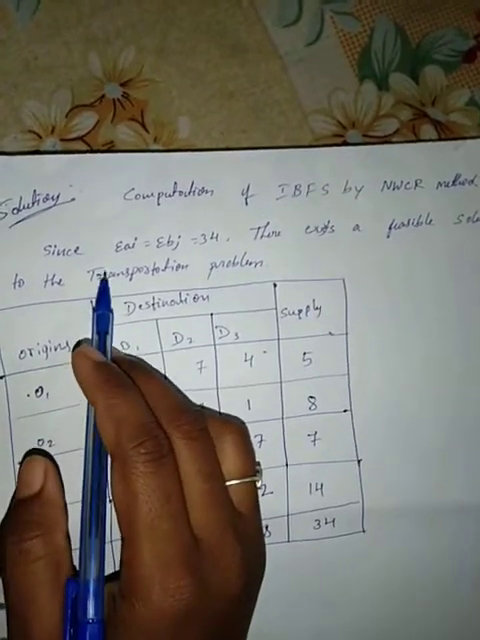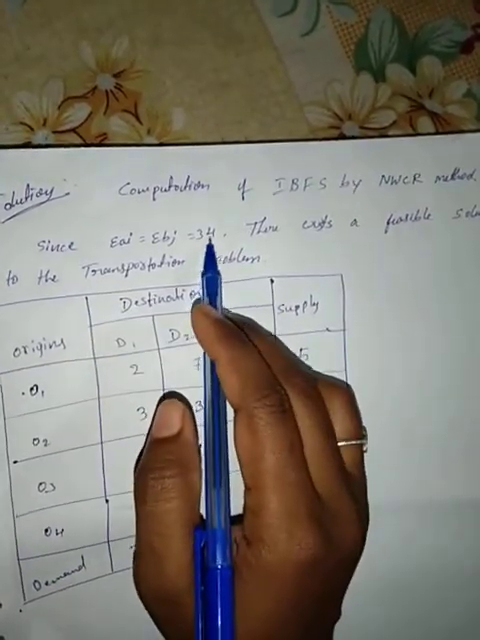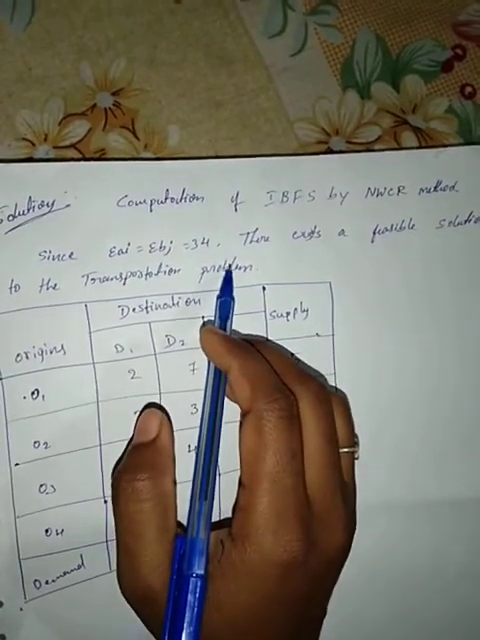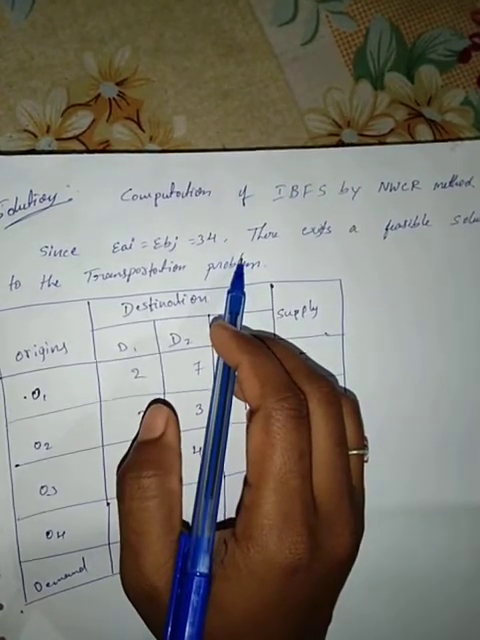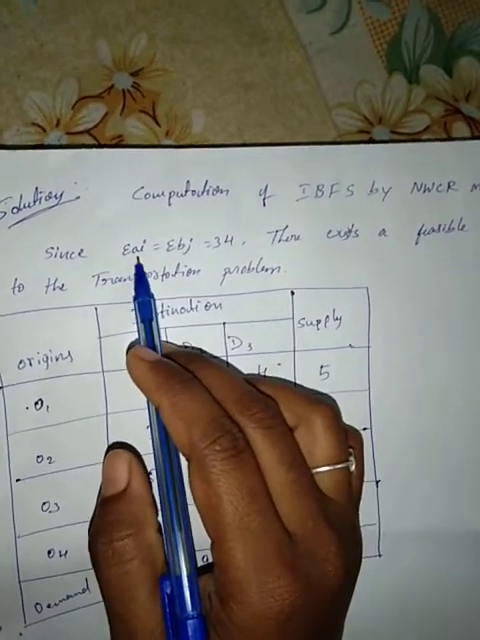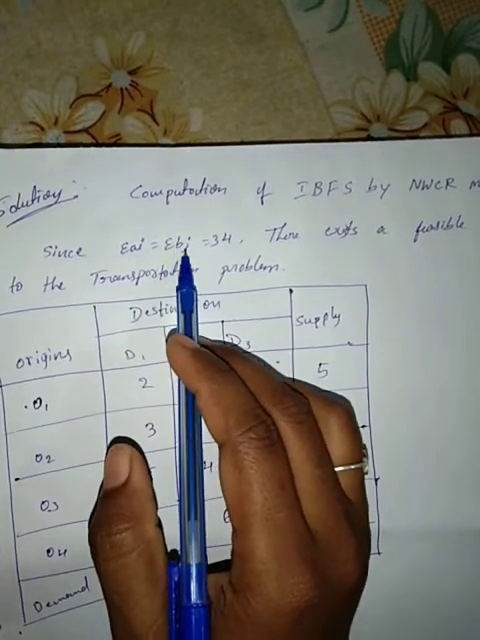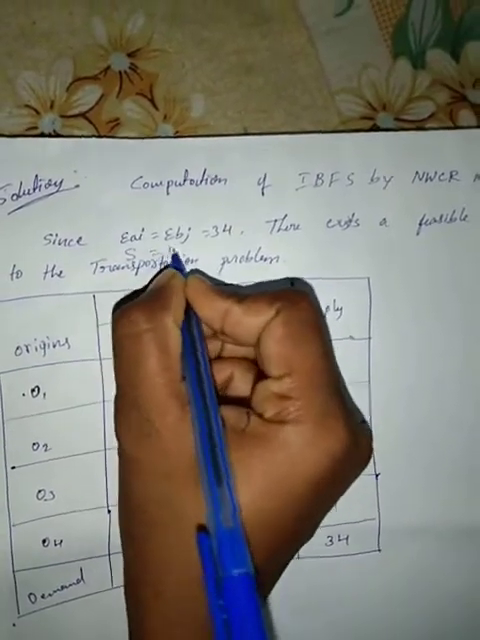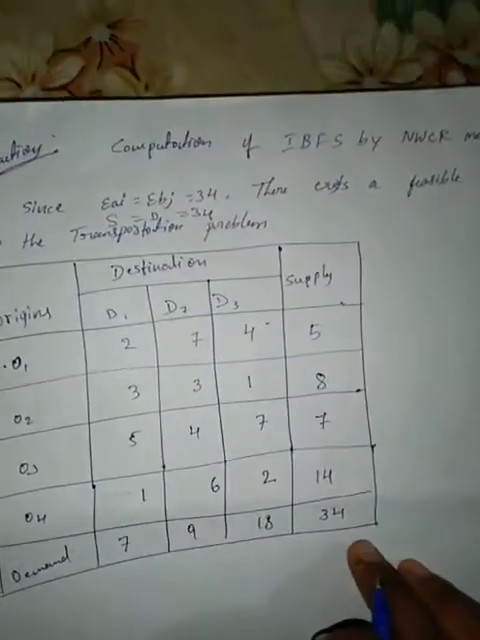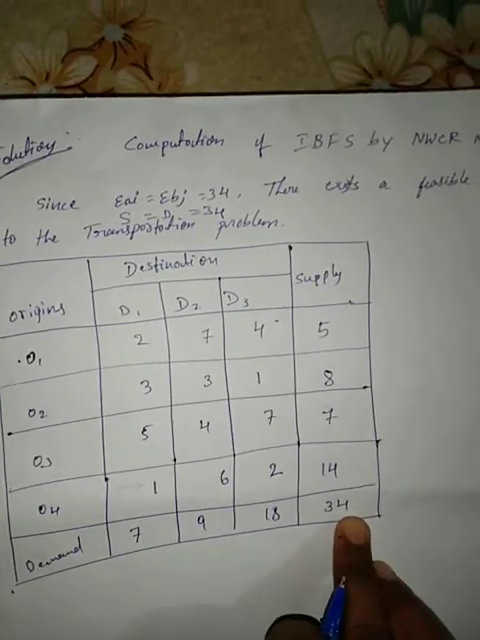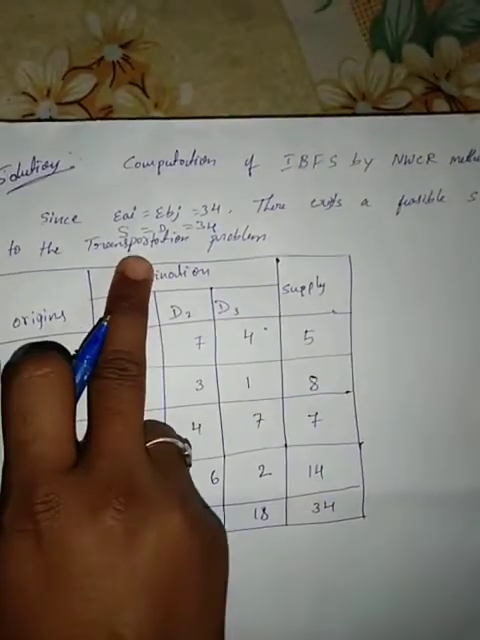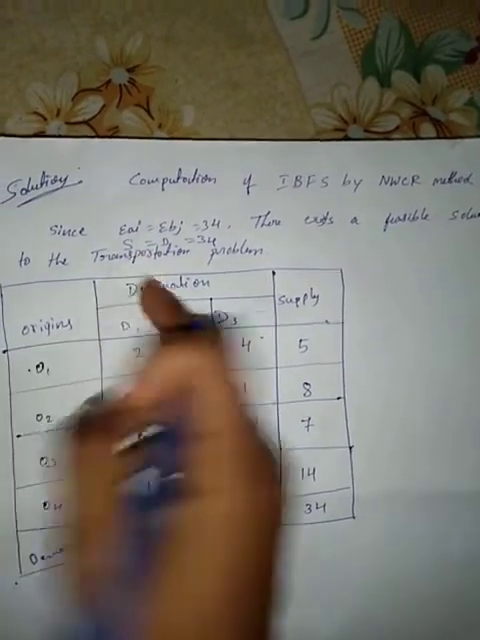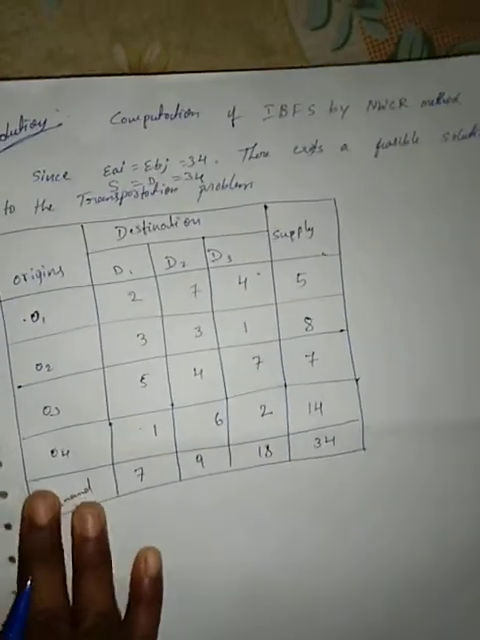Before solving the problem, first we check whether an initial basic feasible solution exists for the given problem. To check, the sigma ai must be equal to sigma bj, meaning the supply must be equal to the demand. The total supply is 34 and the total demand is 34. So in this case an initial basic feasible solution exists, and we move to the next step to solve the problem.